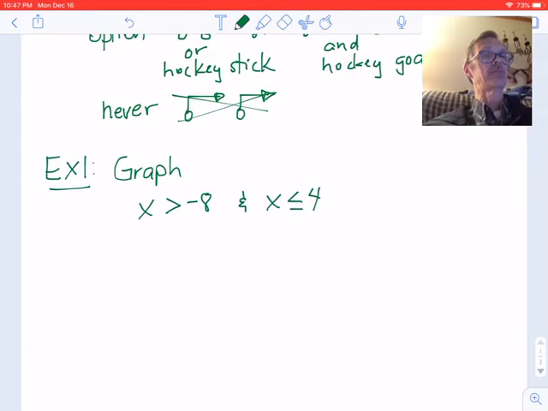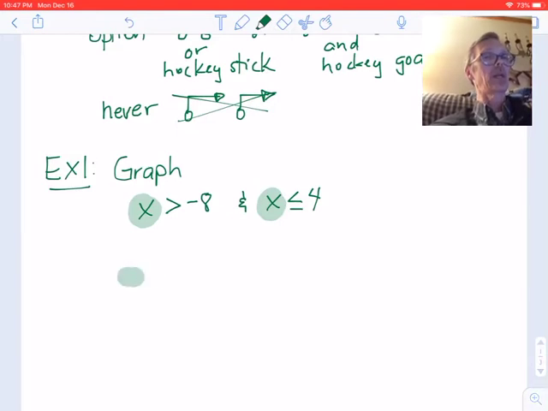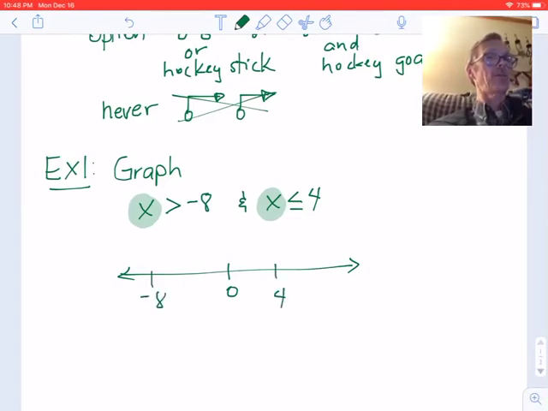Our first example, graph x is greater than negative 8 and x is less than 4. We're going to draw the number line. Since the problem is already solved for x in both cases, all we need to put down on this number line are the negative 8 and the 4. First, put the 0 in the middle, 4 then to the right, and the negative 8 to the left. Our boundary point at negative 8 is an open circle because we're just greater than. On the right, it's filled in because we can be equal to 4.